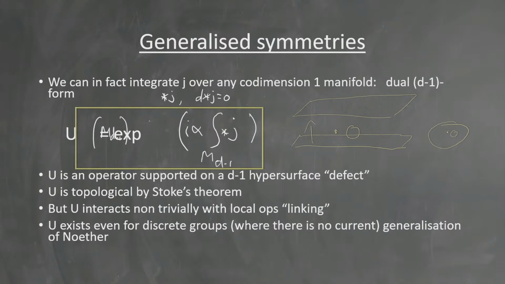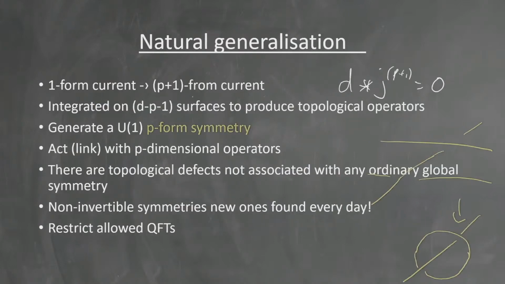And the new thing over the last few years is to consider instead higher form currents. So instead of J^μ, I have a (p+1)-form current, and I can integrate those over (d-p-1)-dimensional surfaces, and I generate sort of p-form symmetries. And people are studying that. They're finding new generalized symmetries. There can even be things called non-invertible symmetries. So they're symmetries only at the quantum level. They don't come from any symmetry of a Lagrangian or anything.